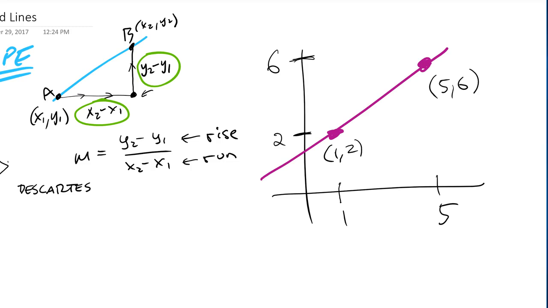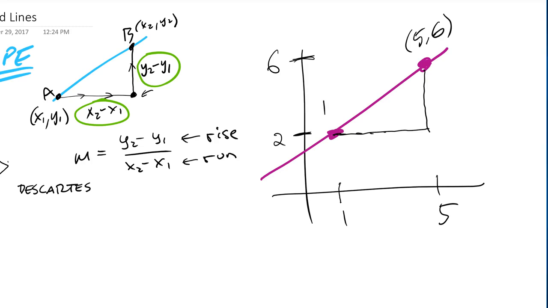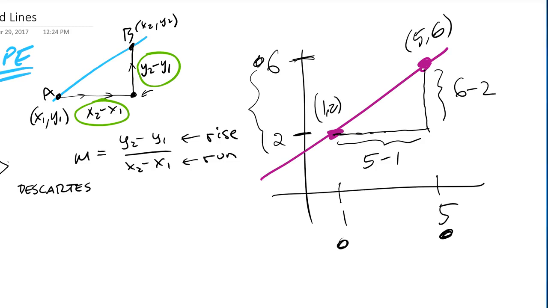Okay, now if I draw that same kind of triangle like this, let me put the 5, 6 above it, and we put the 1, 2 above it. Then we see that the bottom side, the horizontal side, that length is 5 minus 1. It's this number minus this number. And the vertical side is 6 minus 2.